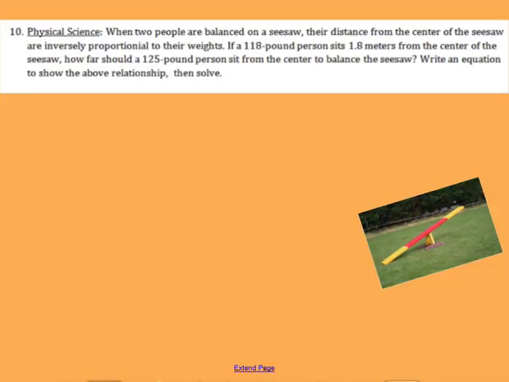Taking a look at number 10, when two people are balanced on a seesaw, their distance from the center is inversely proportional to their weights. So that means the heavier you are, the closer you need to sit. If a 118-pound person sits 1.8 meters from the center, that's going to be our k. We're going to figure out what our constant is. So 118 times 1.8 is going to give us 212.4.